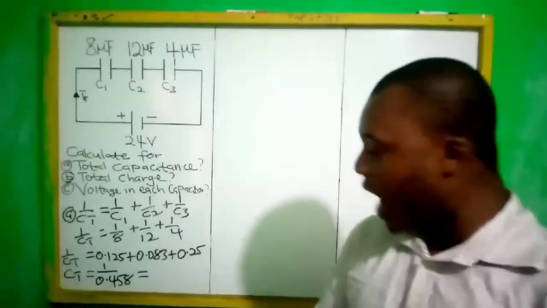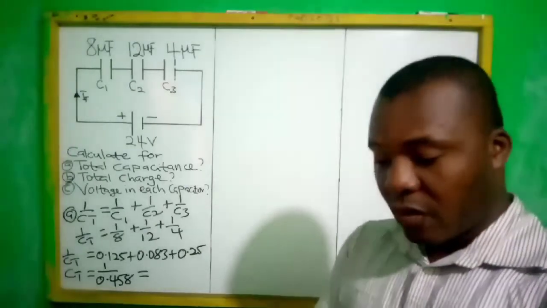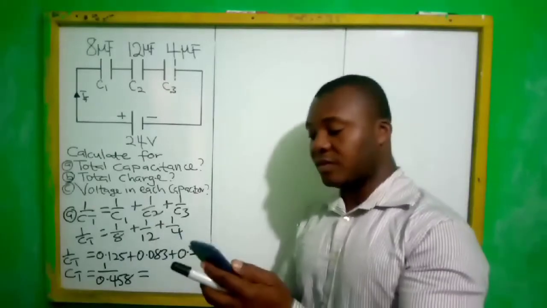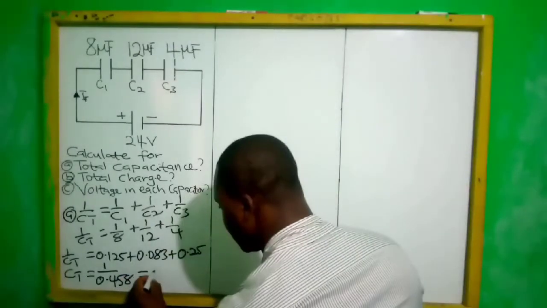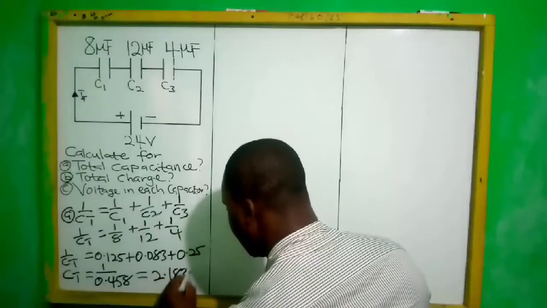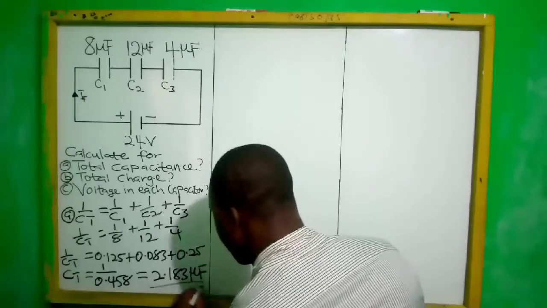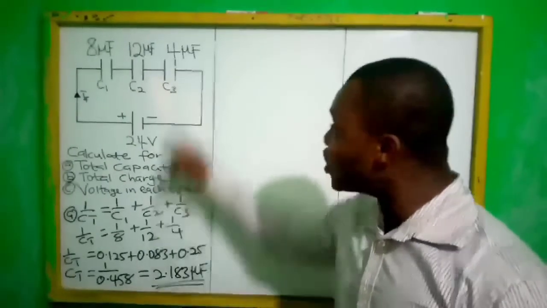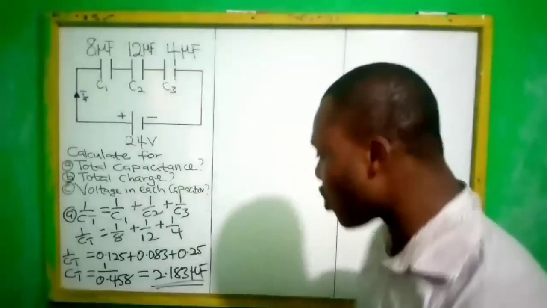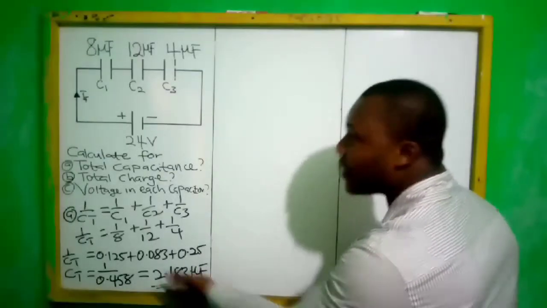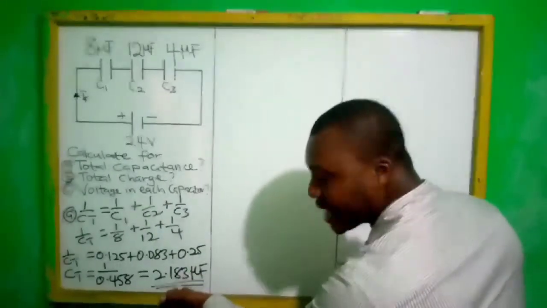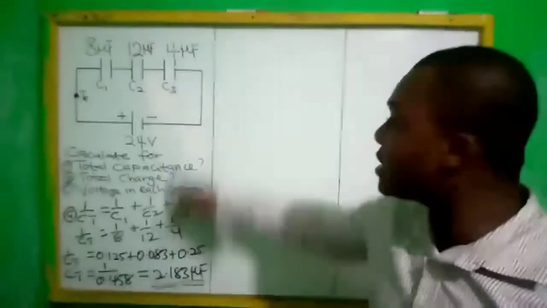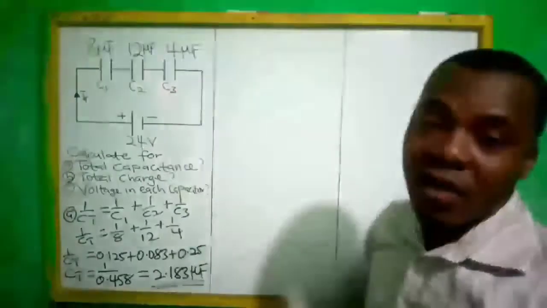So 1 divided by 0.458 will give us 2.183 microfarad. So this becomes the total capacitance. You see that the answer is smaller than 4, which tells us the answer is correct. When capacitors are connected in series, always use the total capacitance to check against the smallest capacitor and see whether the answer is lesser.